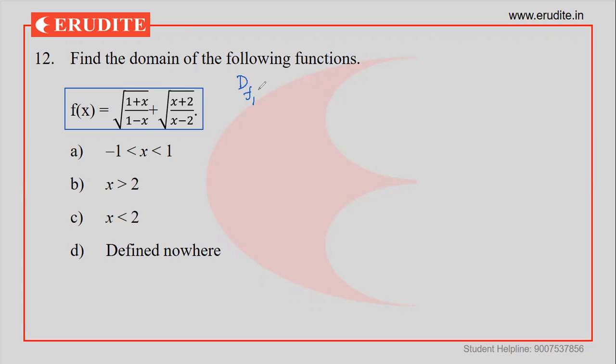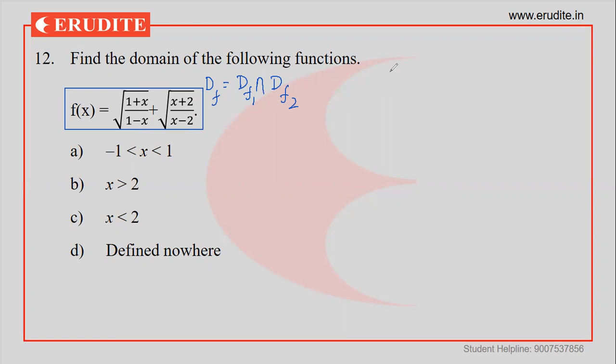So if I consider Df1 as the domain of function 1, and that function 1 is basically the root over that part, and Df2 the domain of function 2, the second part, then the intersection of those will be the domain of the function. Now, domain of function 1: the root of (1 plus x) by (1 minus x).